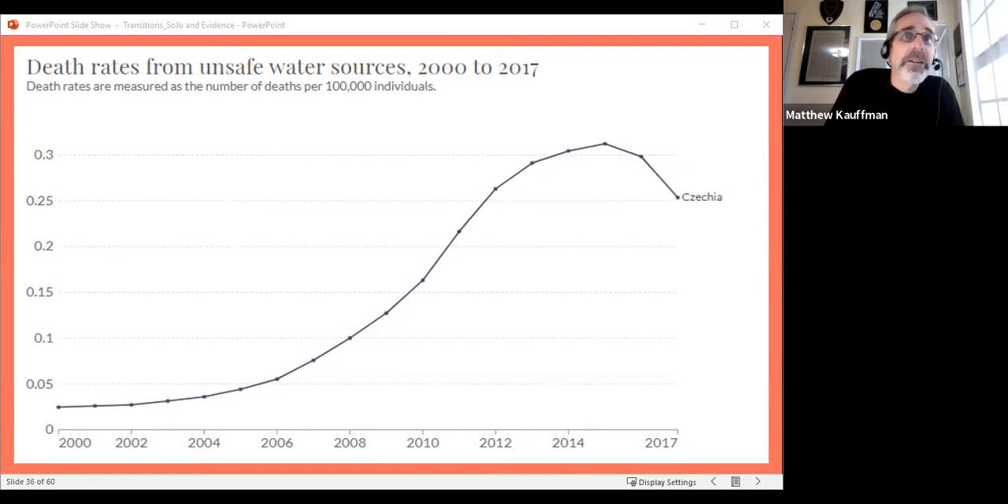So, it tops out at about 0.3 per 100,000. So, 3 per million, basically. Not big numbers, but someone said, do we have data earlier than this? And certainly, do we have data later than this? Hey, this is 18 years worth of data.